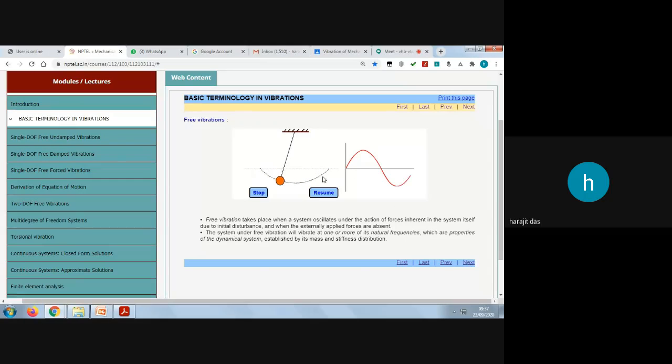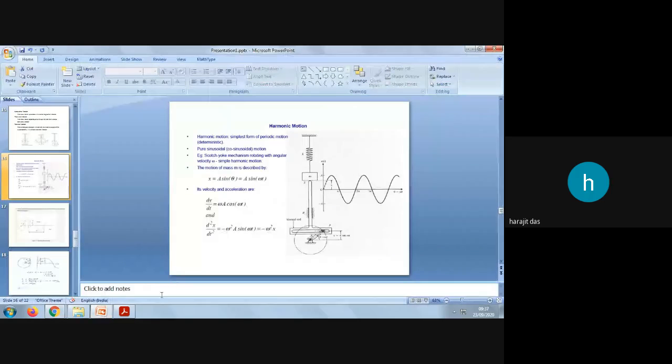But the example which we took in that particular slide is a spring mass system. I have told you that in this particular spring mass system there will be an amplitude A, and there will be one angular velocity, which is omega.